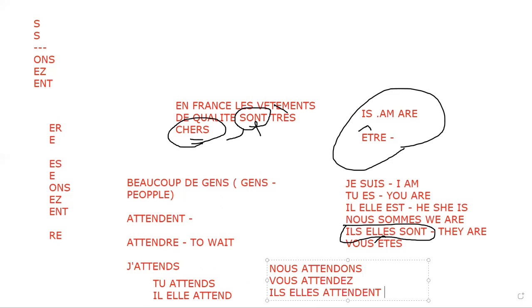J'attends. Repeat after me. J'attends. Tu attends. Il attend. Nous attendons. Vous attendez. Elles attendent. C'est clair? Is it clear to you? Yes, sir.